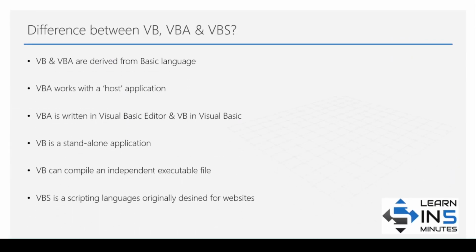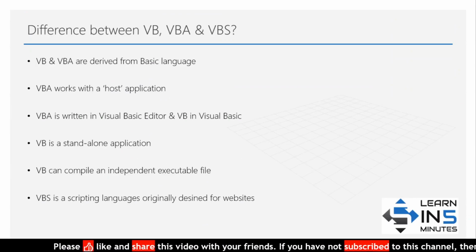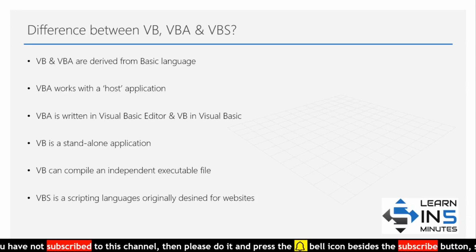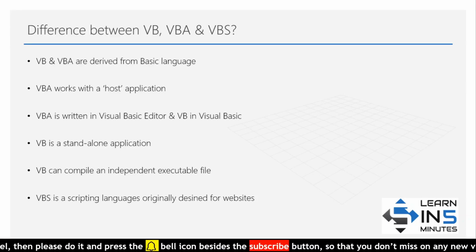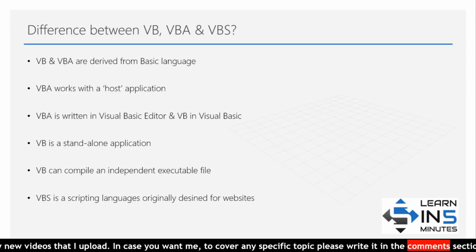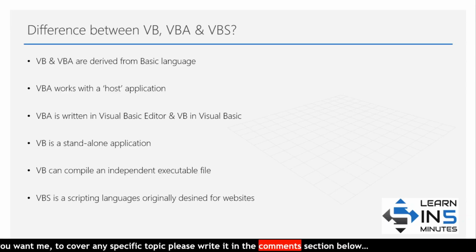Now, what is the difference between VBA, VB and VBS? VB, that is Visual Basic, and VBA, that is Visual Basic for Applications, for nearly all programming purposes are the same language. They are both derived from the same original programming language called BASIC. VBA, however, works within a host application like Word or Excel. It cannot work independently like VB can.